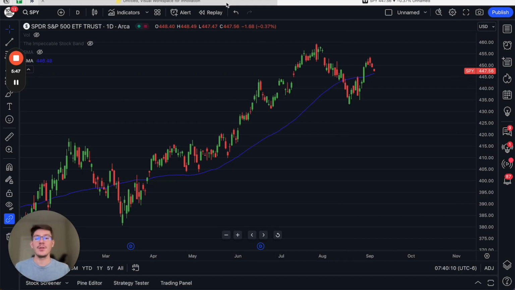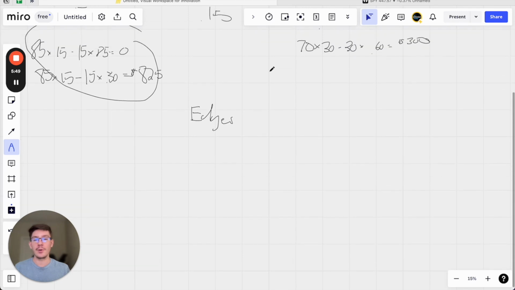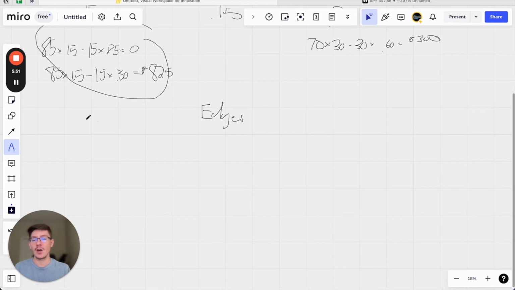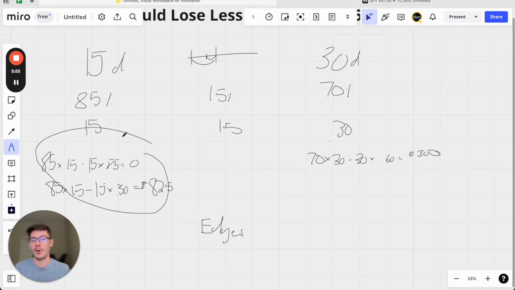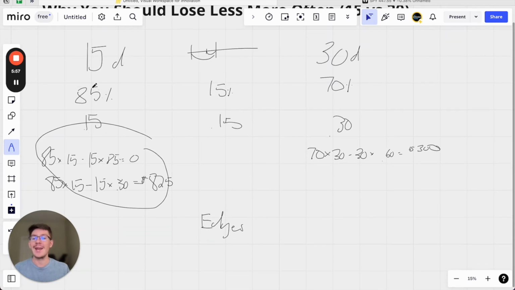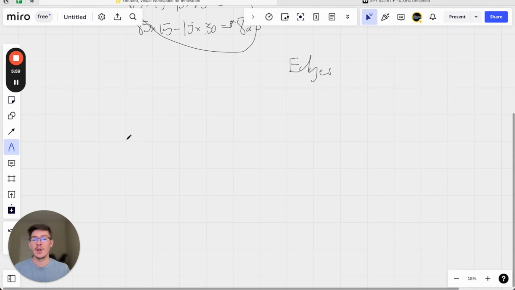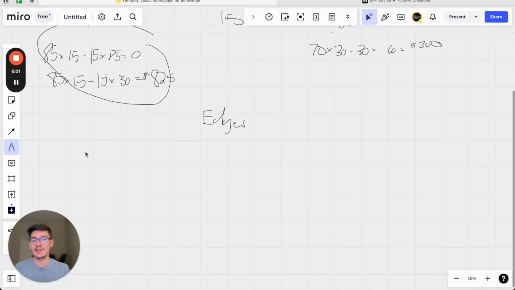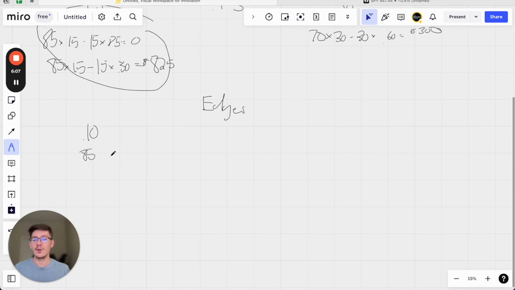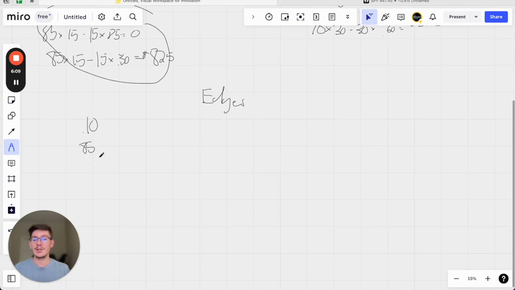With this edge, this is the probability you get. You go from this to this. So we go from an 85% win rate with a 15 delta to an 85% win rate with a 10 delta. So now we're trading 10 deltas, so we're going out even further, and we have an 85% win rate. And so what do we get to do with this? Not only that, we get to change our stop loss rule.